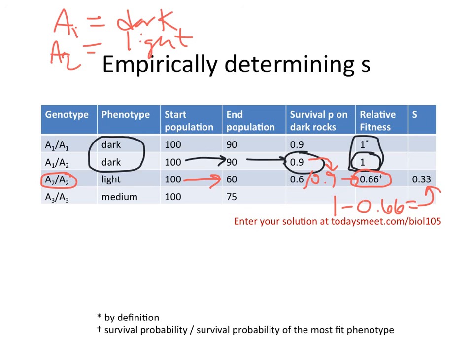So for next class, try calculating this exact same thing just for practice, because we went through that relatively quickly. On this bottom row, the third allele, allele 3, causes a medium coat color, somewhere between light and dark. Some point before next class, go to the todaysweek.com website, Biology 105, and just enter the number that you calculate for the selection coefficient for allele 3. Okay. When we come back next time, we'll keep talking about selection.